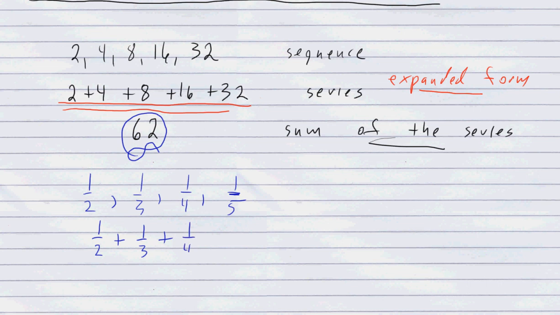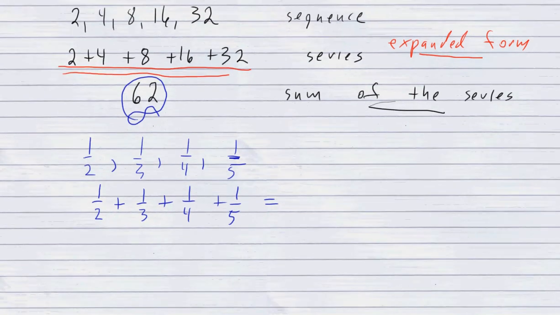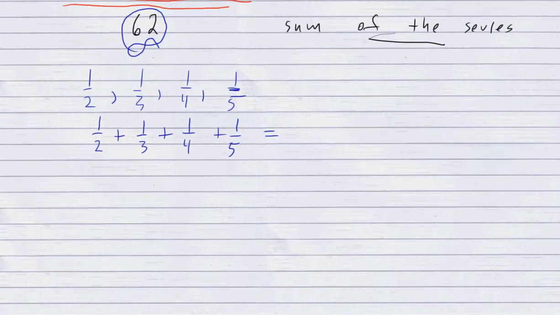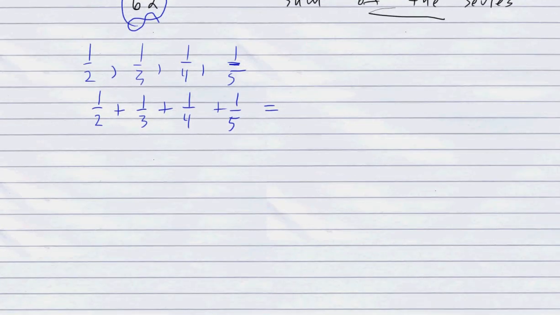Now, of course, those all add up to something, and since there's only 5 of them, it wouldn't be too much work to go ahead and actually calculate what the sum of that series is. Okay, so that's what we mean. So this is the expanded form of a series.